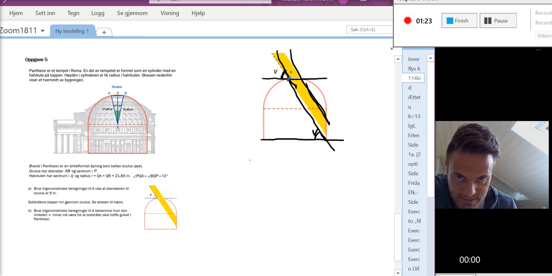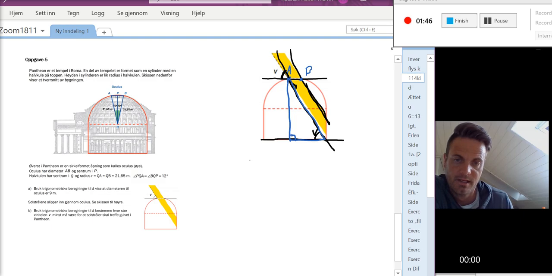But actually, remember, this is the point A, the left of this oculus here, and this is the point B. If you just look at this exercise, you will see that to find angle V, you can look at this triangle here. Let me call this point R, for example, and let's call this point T. So we will need to look at the triangle ART, and we need to find some sides here.